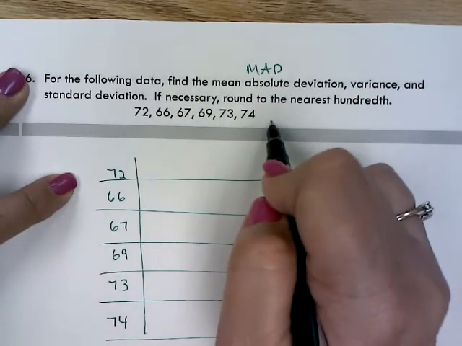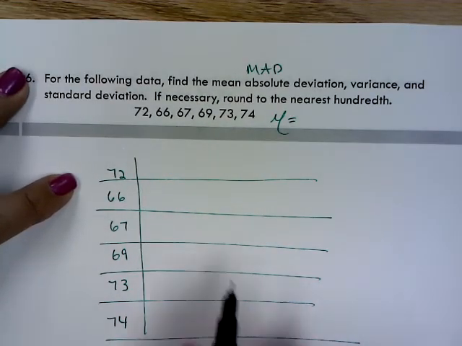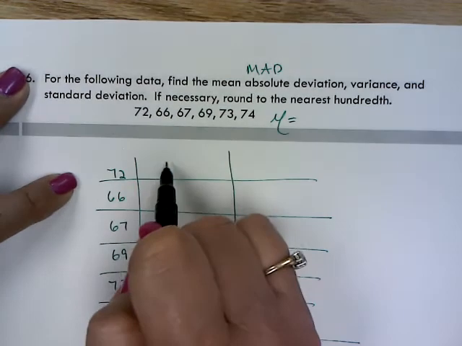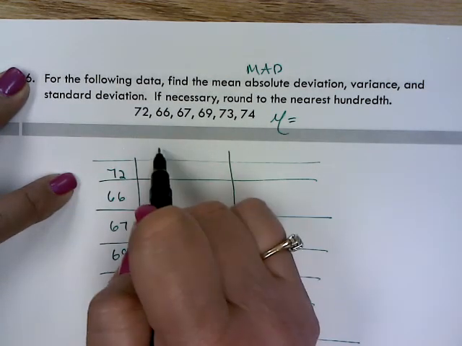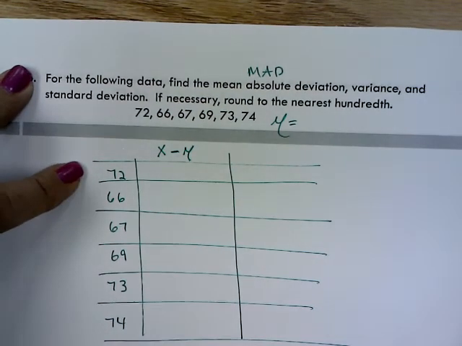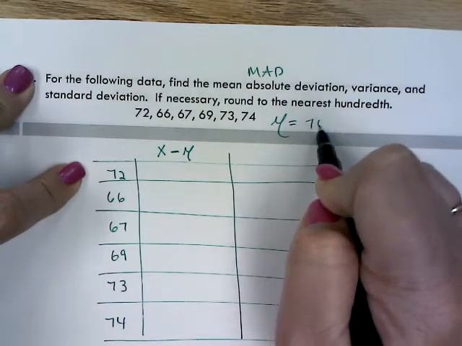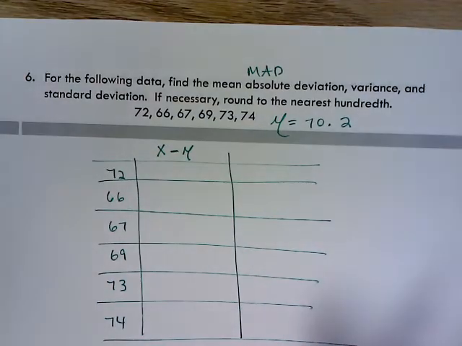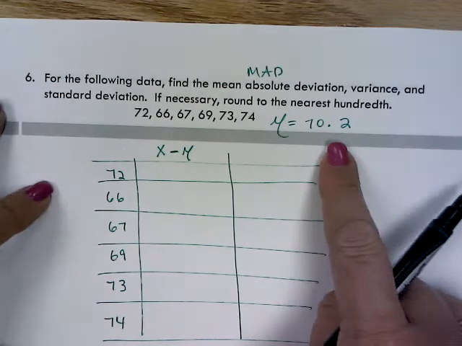All right, the first thing I'm going to have to find is the mean of my data, because no matter what I do, the first column of my chart to find my MAD is going to be my deviation. My deviation is my data point minus my mean. So I take 72 plus 66 plus 67 plus 69 plus 73 plus 74 divided by 6. I'm going to round that to tenths. Why? Because it's a lot of subtraction we're going to be doing in this chart. It says to round my answer to the nearest hundredth, but we're talking the final answer. It's okay if you take the mean at this point and make it 70.2.